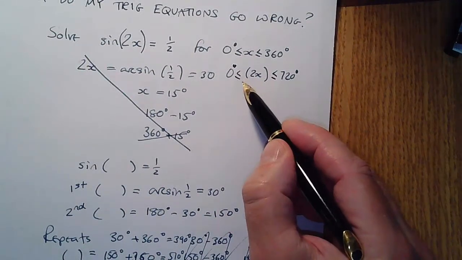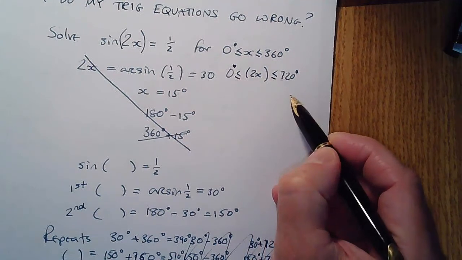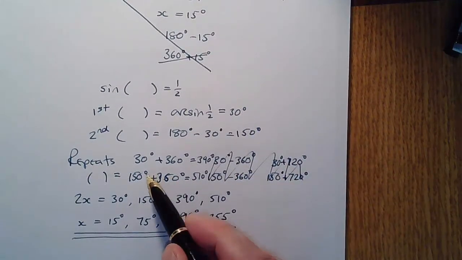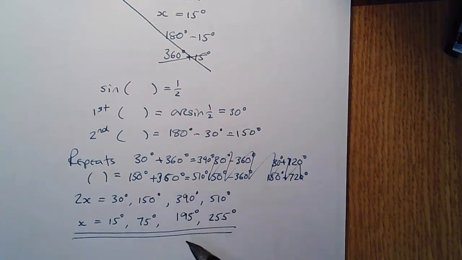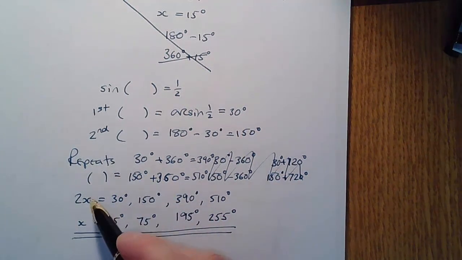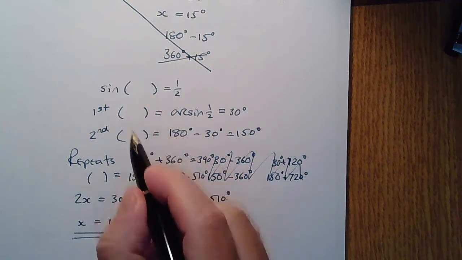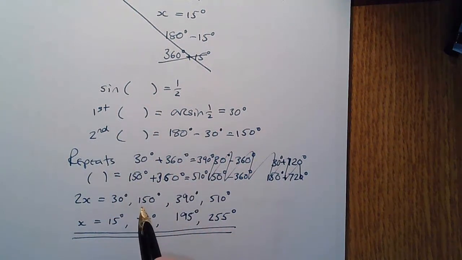So now, having got my first bracket, which is 30, and my second bracket, which is 150, and knowing that the bracket can be anywhere between 0 and 720, that's how I can recognize that adding 360 to these basic solutions is going to give me more valid solutions for the bracket, before I finally remember the bracket contained 2x. So the key to this method is to think of the 2x not as a 2x but as a bracket. Get all your solutions lined up for that bracket.